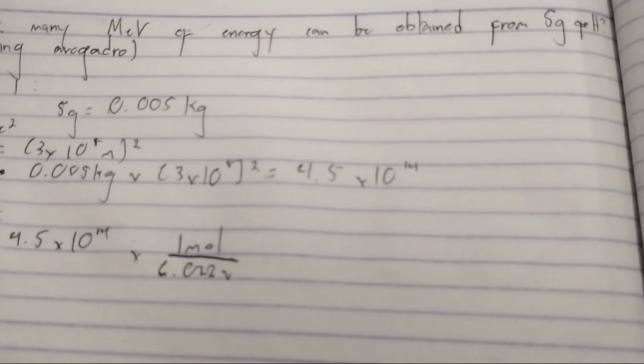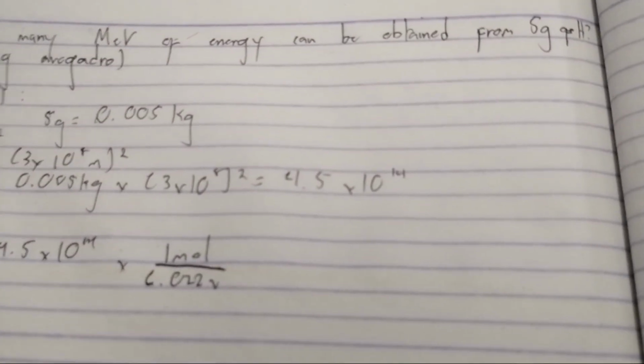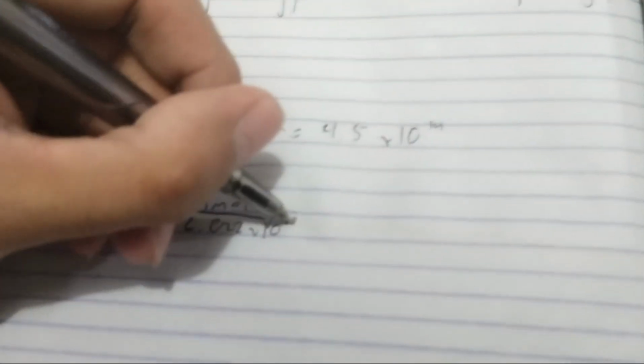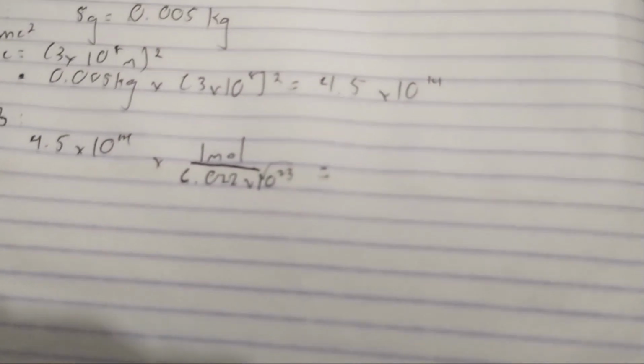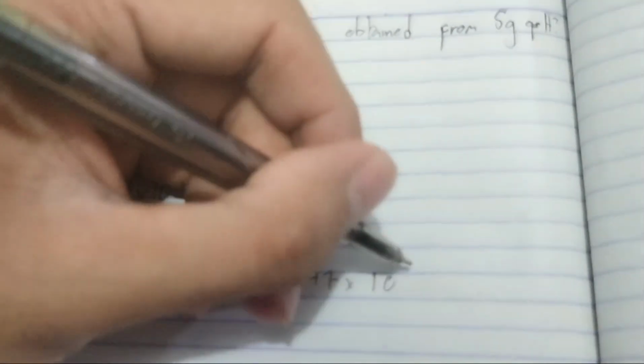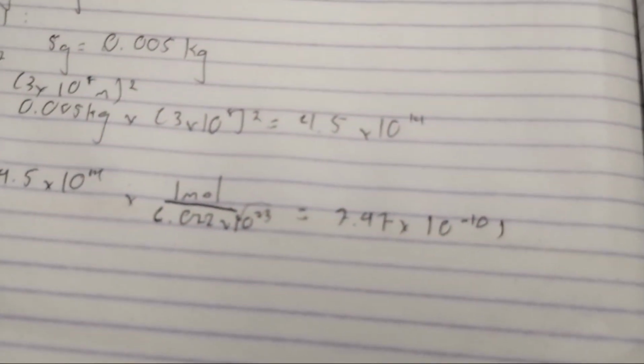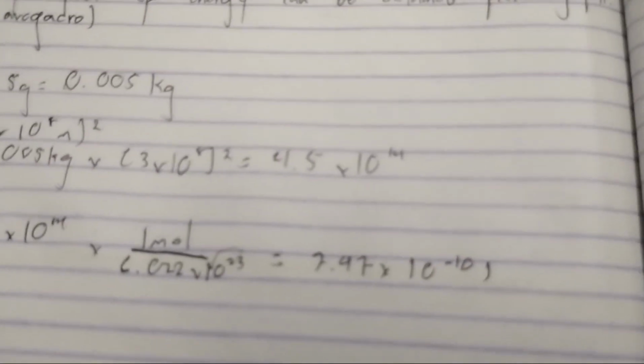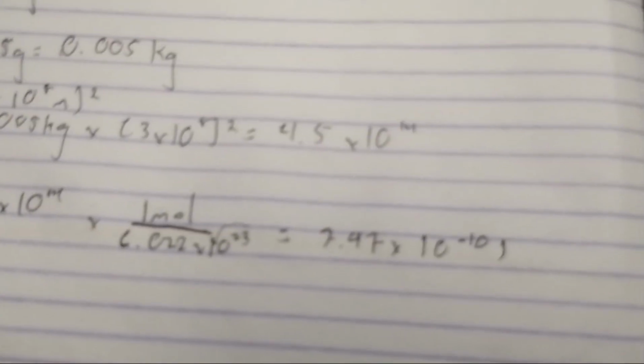Step 3 is 6.22 times 10 to the 23. When we calculate that, the answer is 7.47 times 10 to the negative 10. So, we need to convert our answer because our answer is in joules. We need to convert the joules into eV.